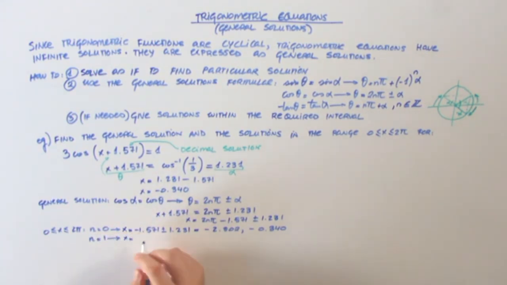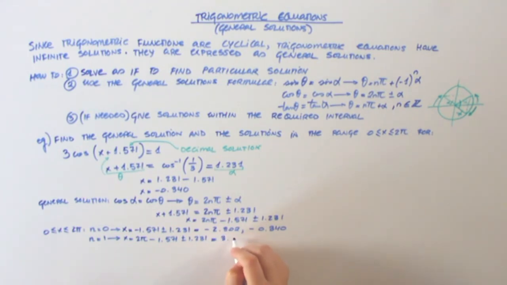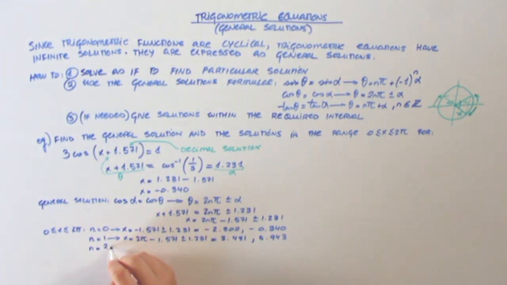N equals 1, and then substituting, x equals 2 pi minus 1.571 plus or minus 1.231. If I do those operations, I get 3.481 and 5.943. Both of those are within range, so I keep on searching to see if there are any more.